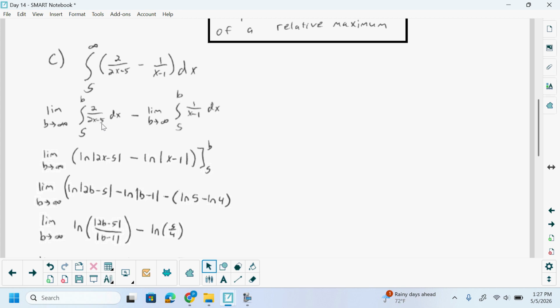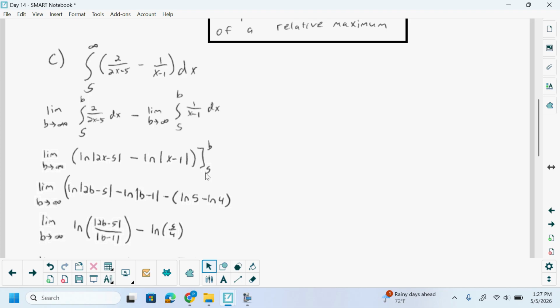U is equal to 2x minus 5, so du would equal 2 dx. So the 2 dx gets replaced by the du, or you can think of it as there's a correction of a half, however you'd prefer to think of it. But anyway, the 2 essentially goes away, so we have natural log of 2x minus 5, absolute value of 2x minus 5, and then no corrections happening in the other one, so minus natural log of x minus 1.